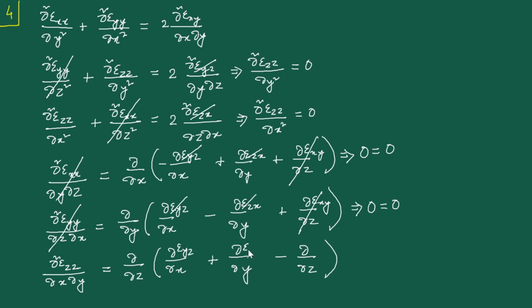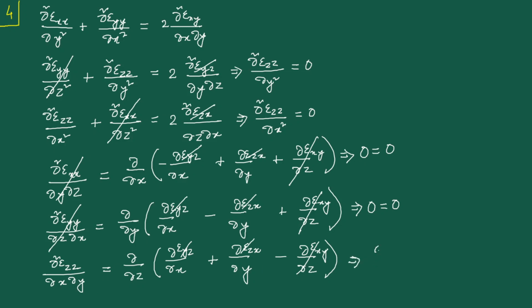Epsilon yz, epsilon zx, and epsilon xy here. Again, epsilon xy is not a function of z, epsilon zx by itself is 0, epsilon yz by itself is 0. Epsilon zz, mind you, is not 0. And we have already said that epsilon zz is a function of x and y.